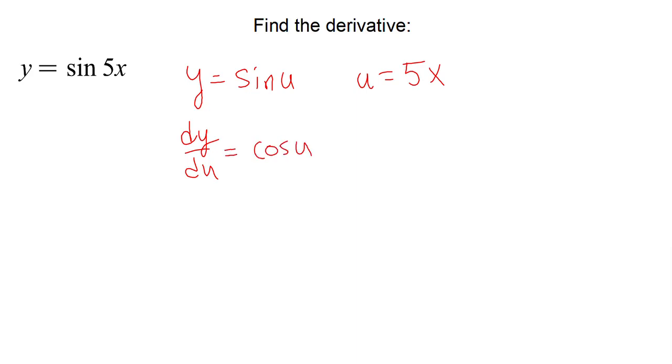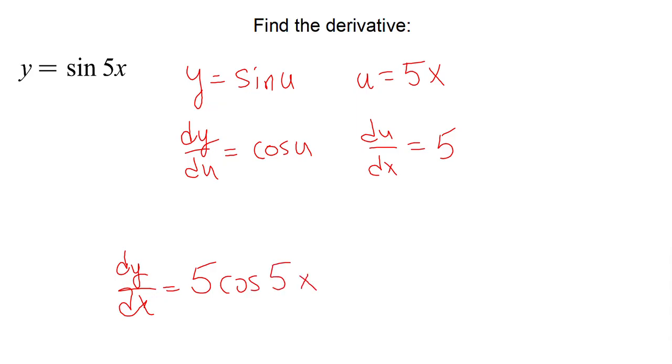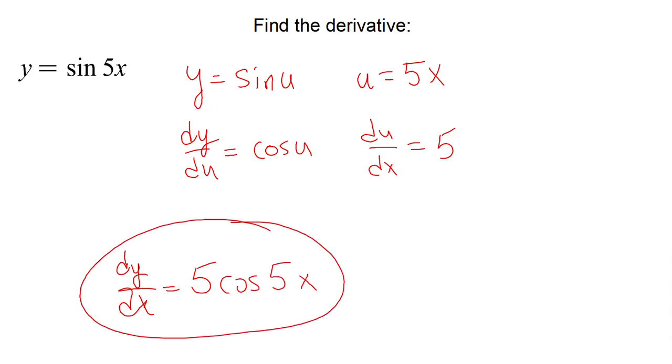Derivative of sine is cosine. Should have that one memorized. And the derivative of 5x using the power rule is just 5. So our final answer is dy/dx is equal to 5 times cosine u. Well, u is 5x. So we get 5 cosine of 5x.